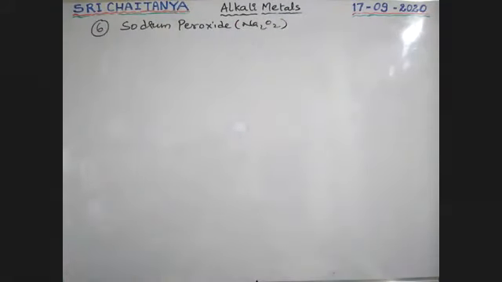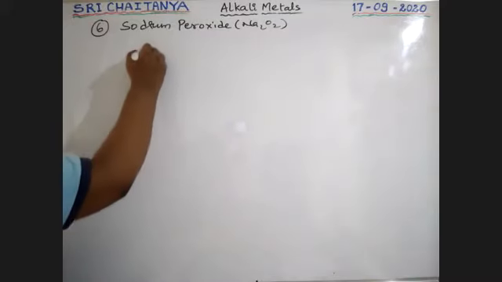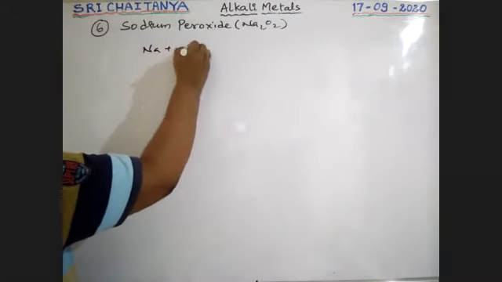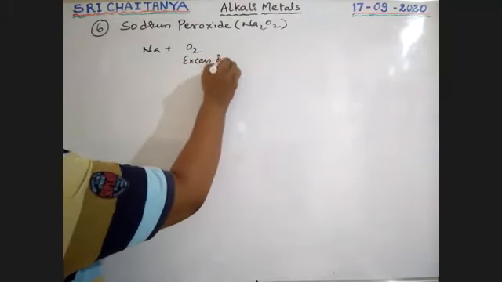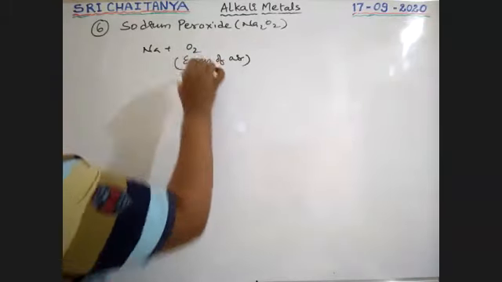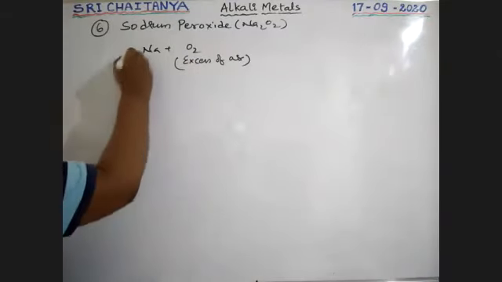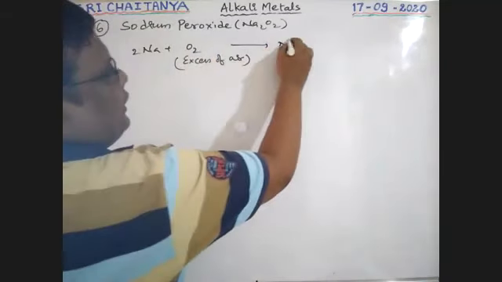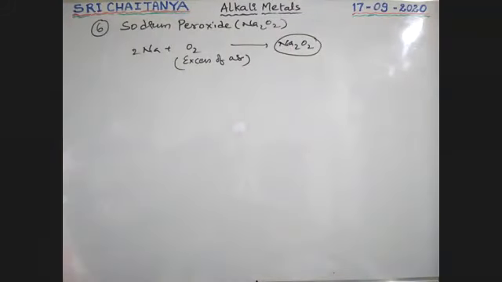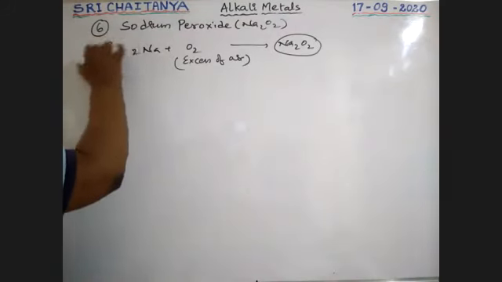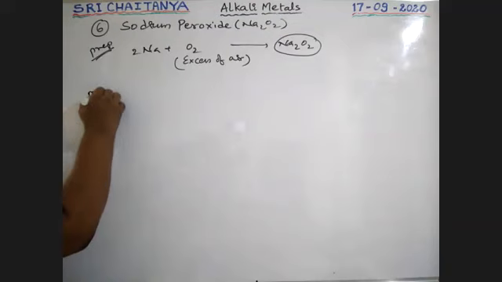Na2O2, sodium peroxide. In the previous case, when sodium reacts with oxygen, the air was limited, but here it is in excess. So that gives Na2O2 as the product. Sodium peroxide is the product when excess of air is used. It is the preparation method, boys. Now, properties of this sodium peroxide.